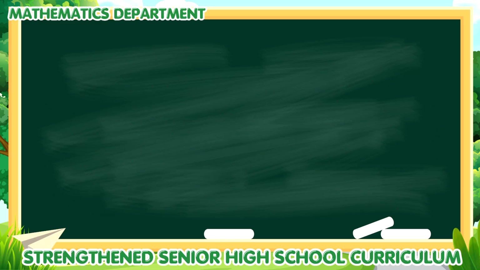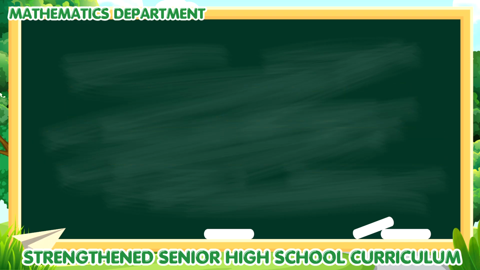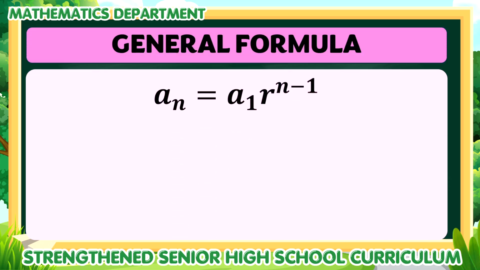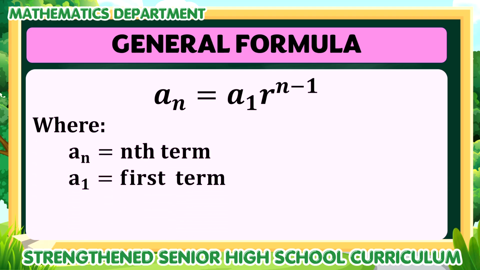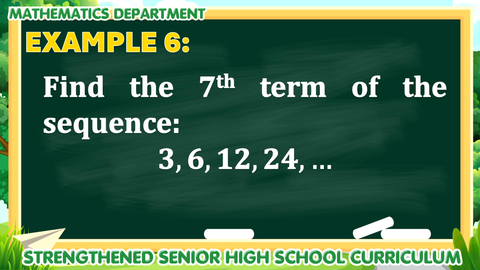Now that we know how to identify whether a given sequence is a geometric sequence or not, let's proceed to determining the nth term of a geometric sequence. To determine the nth term, we'll be using the formula a sub n is equal to a sub 1 times r raised to n minus 1, where a sub n represents our nth term, a sub 1 represents our first term, r represents our common ratio, and n represents the number of terms.